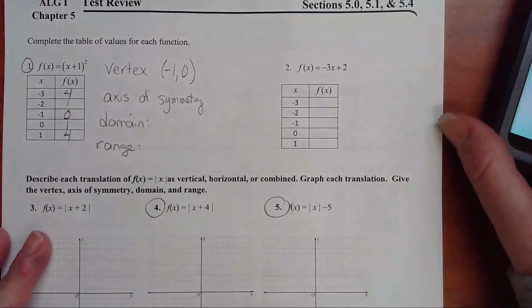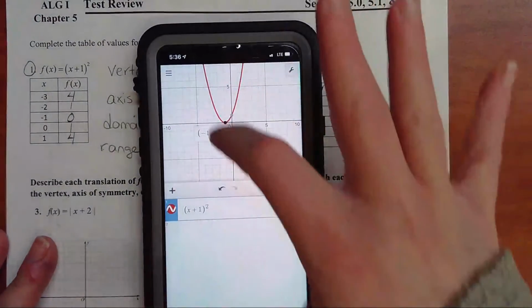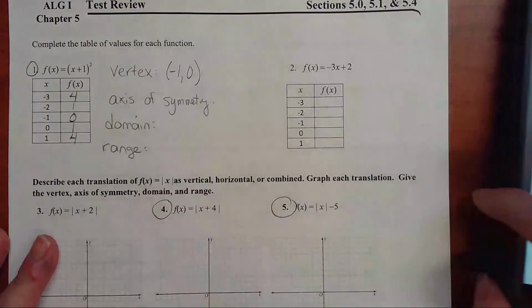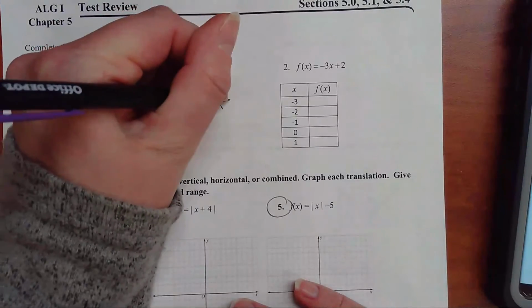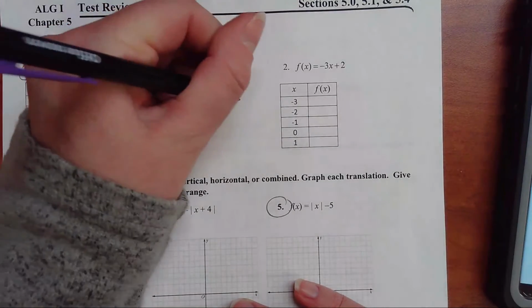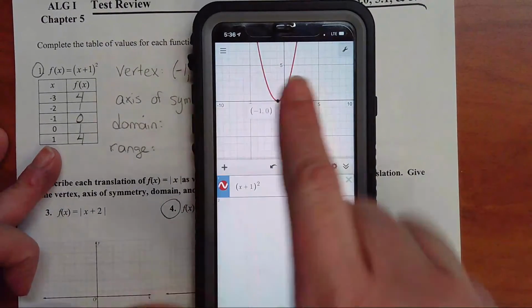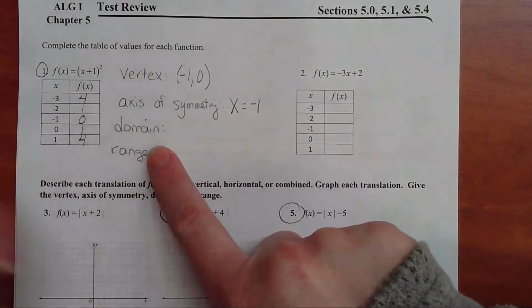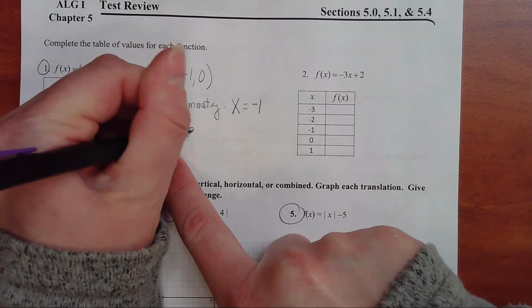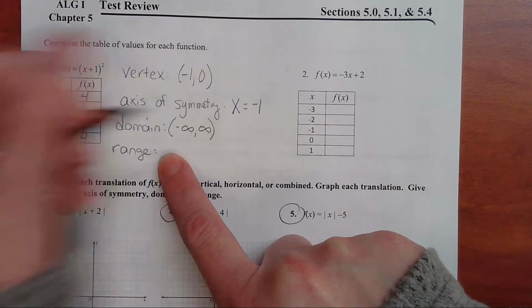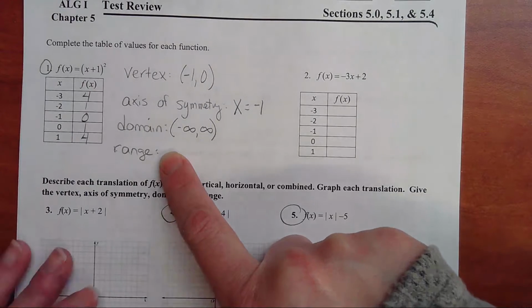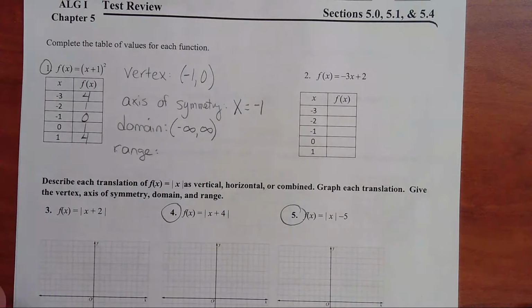That's your vertex. Axis of symmetry is the line that cuts the graph in half, and it's always x equals the x value of your vertex. The domain and the range is how far. Domain will always remain the same for all of these. It's -infinity to +infinity. You won't have to worry about remembering that. That's just something that's always true.